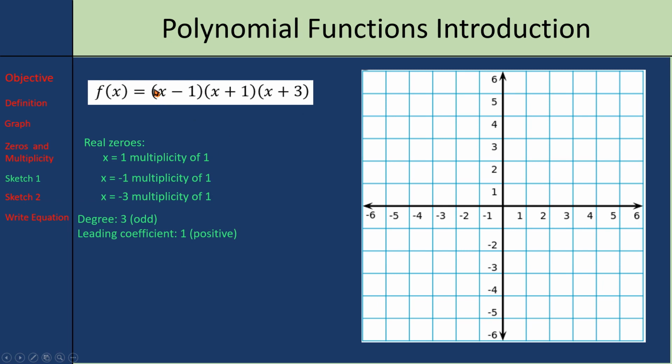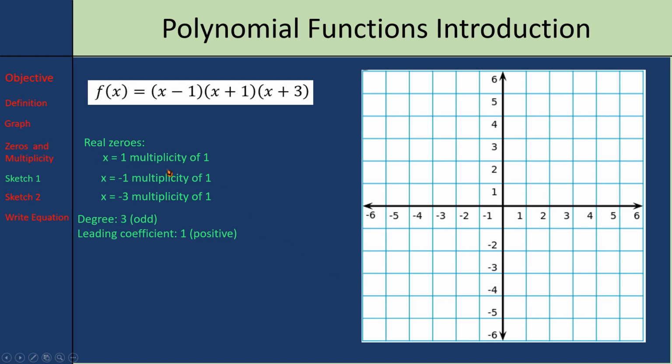But let's look at the degree. Degree is 3, right? Because if you multiply all the leading terms, you have x to the 3rd power. So it's odd. The leading coefficient is 1 because it's 1x times 1x times 1x. So it's just 1. So it's positive. Positive means the right side goes up. And odd means it's opposite, so the left side has to go down.